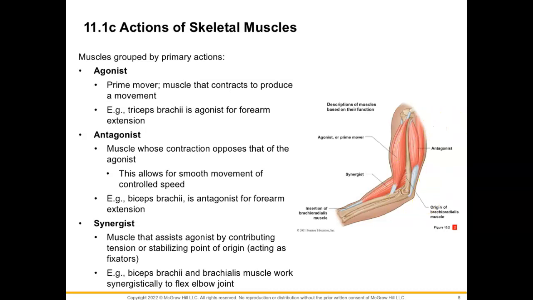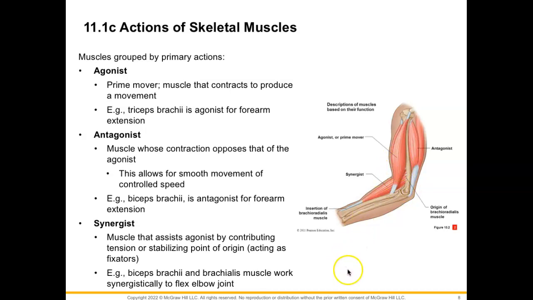Now, let's go back to that other example. What if the action that I want to take place is extension of the forearm at the elbow? Then my triceps is my agonist, but my biceps is going to serve as the antagonist, because when I perform extension of the forearm, the muscle that undoes that is the biceps, and therefore it's going to be my antagonist.